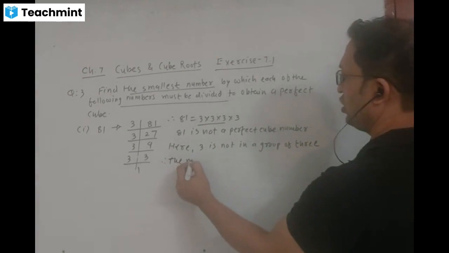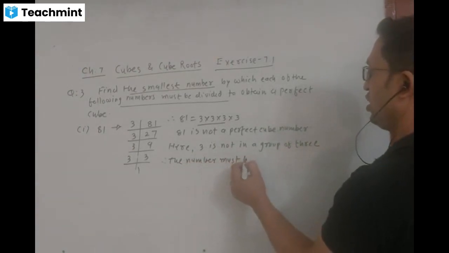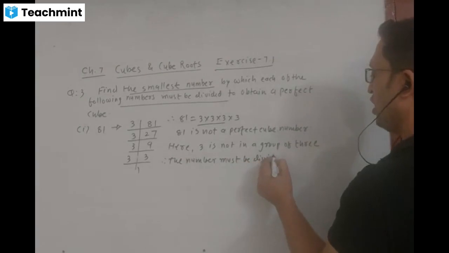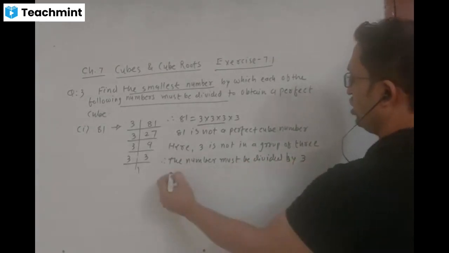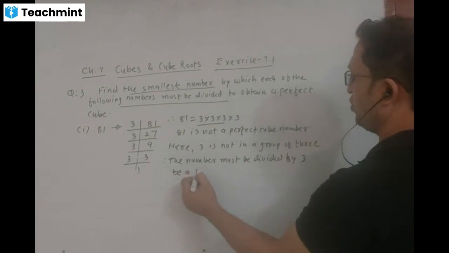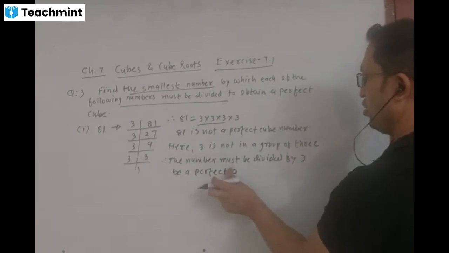Therefore the number must be divided by 3 to be a perfect cube.